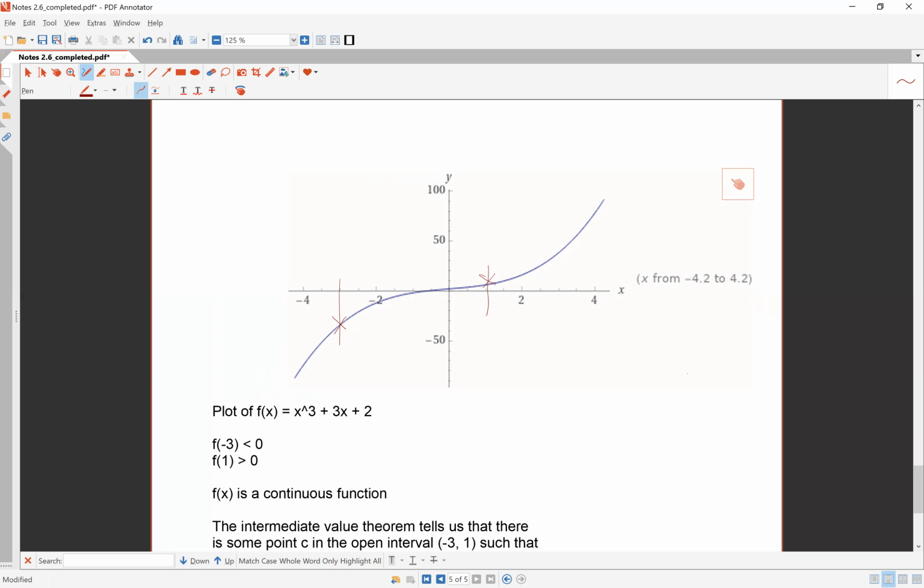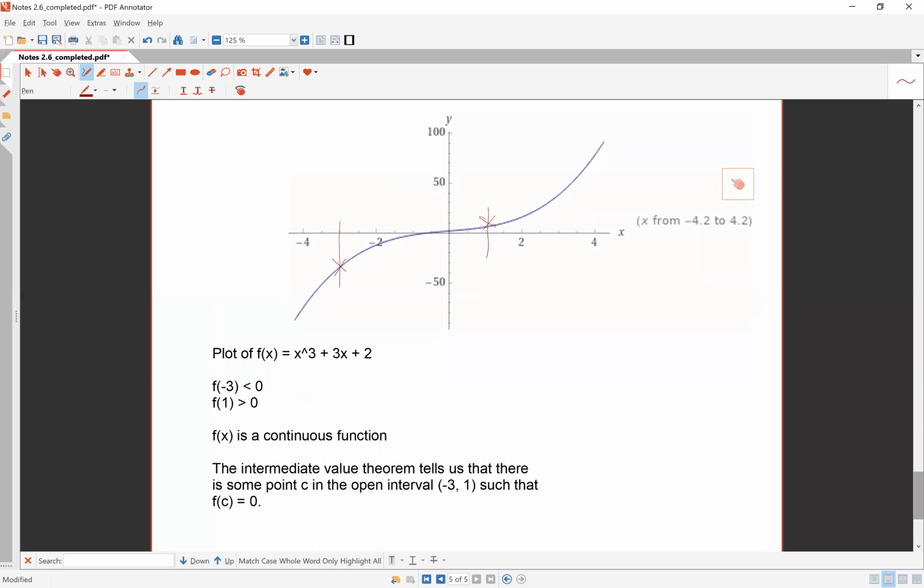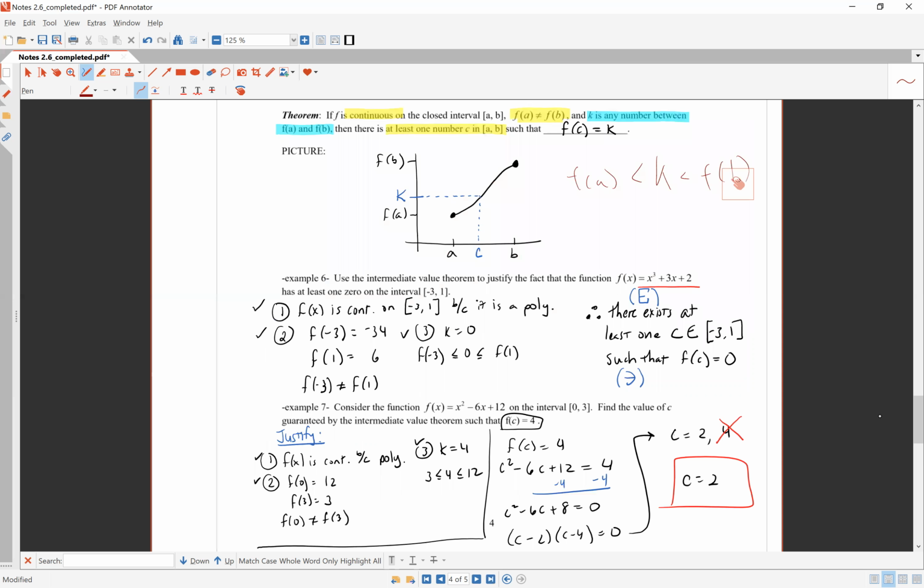Let's go back up here and see how to solve it. The intermediate value theorem tells us there's some point C in the open interval (-3, 1) such that f of C is equal to 0. To demonstrate that, first you plug in the endpoints. We have this function x cubed plus 3x plus 2, and we want to show there's some number C inside the interval -3 to 1 such that f of C is equal to 0. First evaluate f of -3, and it's -34, and you evaluate f of 1, and it's 6.